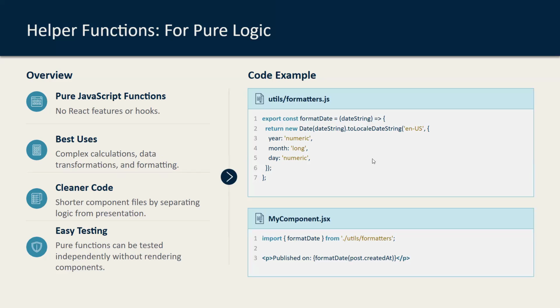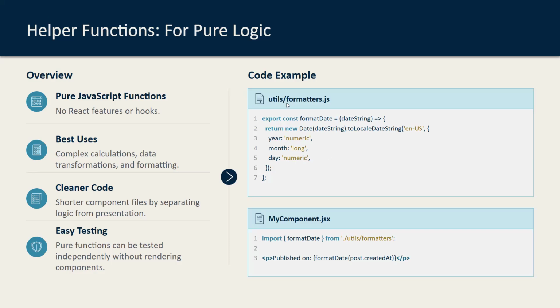The main benefit of using helper functions is cleaner code. Your component stays focused on describing the UI, while the helper function handles the logic behind the scenes. They're also easier to test because a pure function can be tested by itself without rendering any components.